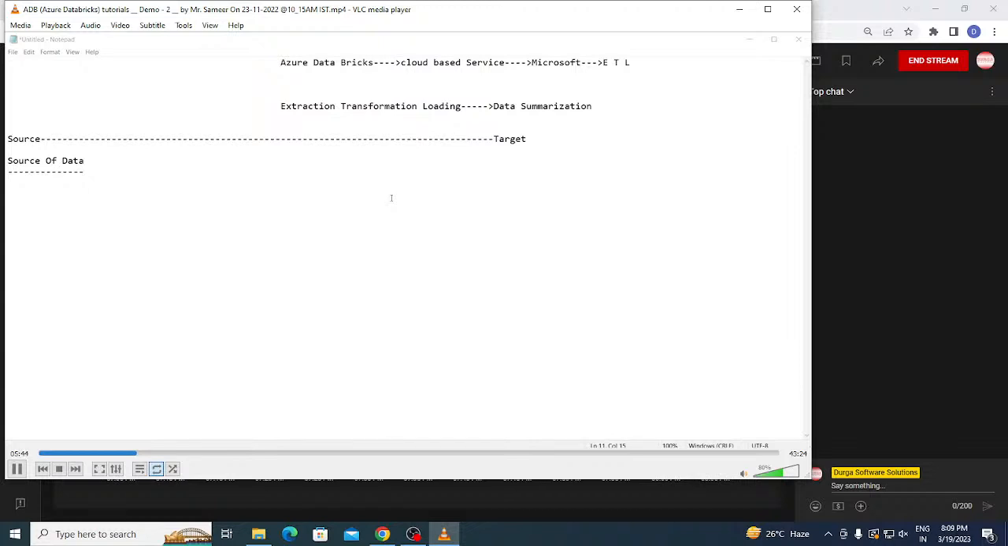So that is nothing but your house expenses and income. You're going to write it in an Excel sheet, but ultimately that is nothing but data. The source of data is the place from where we get the data. We can get the data from the following files.